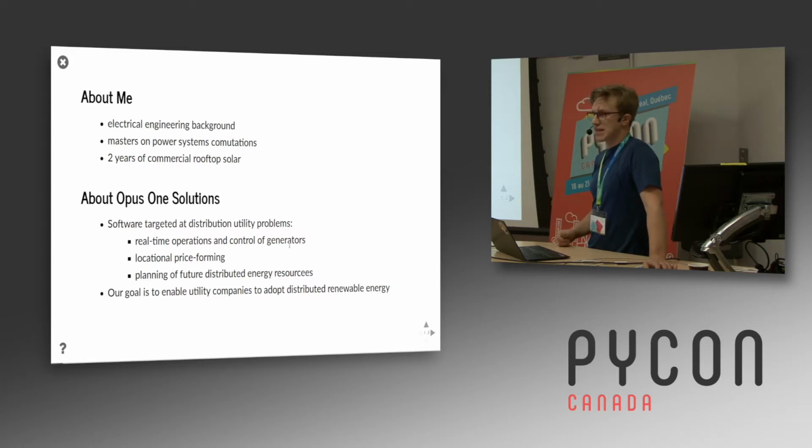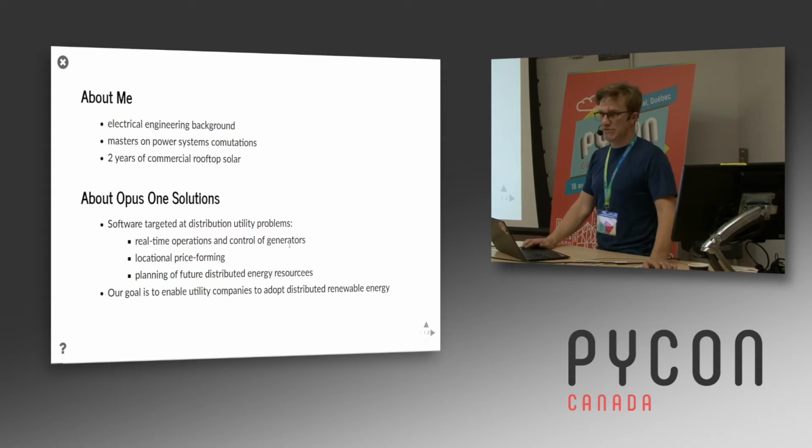of stuff, which are things that are not really on the grid too much right now, but they're starting to be a big thing. We're also trying to do locational price forming, which is trying to figure out how much value distributed solar, for example, or wind could bring to the grid. And we're also trying to help utilities figure out where they should put those kind of assets in the future. So we're really focused on trying to get utilities to adopt renewable energy, and we're trying to use software to do that. And we're using Python to do that, so that's pretty cool.